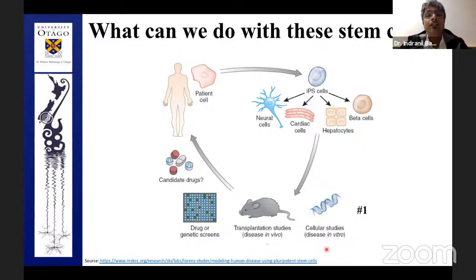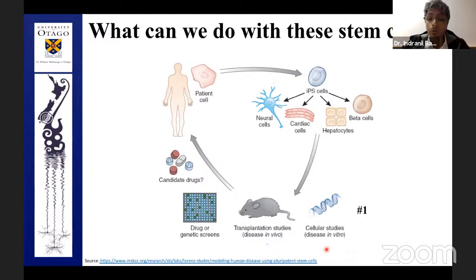So these models are called in vitro models. And what we can do is we can understand how proteins work in a cell. When there is a disease, what happens to that protein? When there is no disease, what happens to that protein? And then we can compare. And once we compare, we get to know what we should do to rectify that disease by just manipulating that protein. So that's the first application.